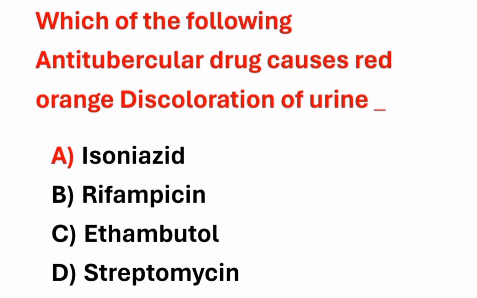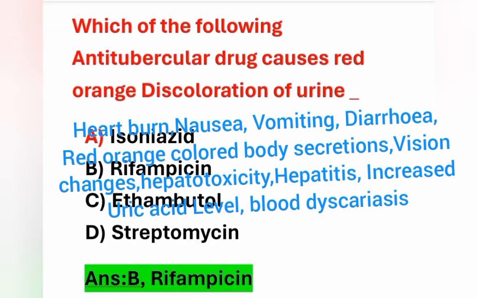First question, which of the following anti-tubercular drugs causes red-orange discoloration of urine? Options: option A isoniazid, option B rifampicin, option C ethambutol, option D streptomycin. Which anti-tubercular drug causes red-orange discoloration in urine? It is rifampicin. Option B is the correct answer.